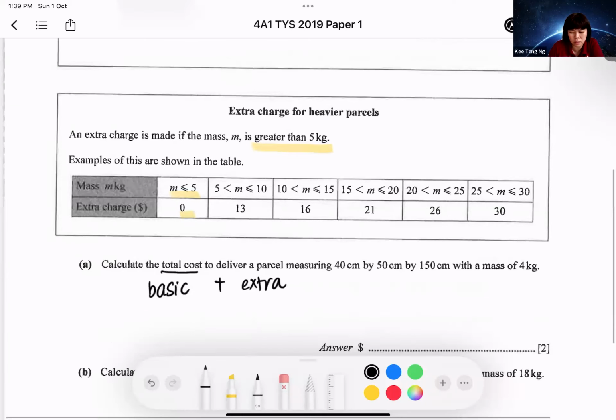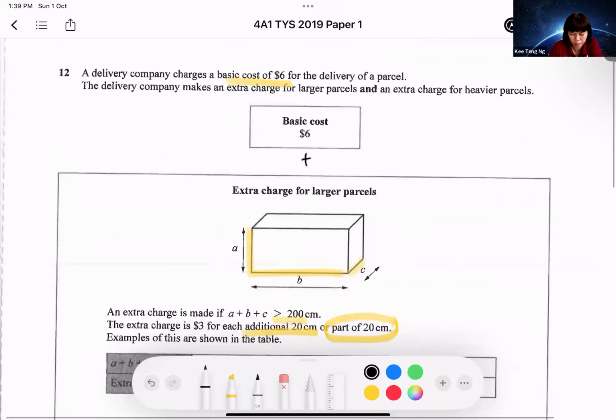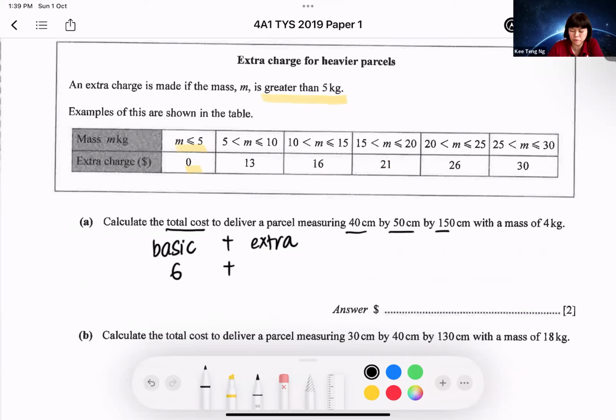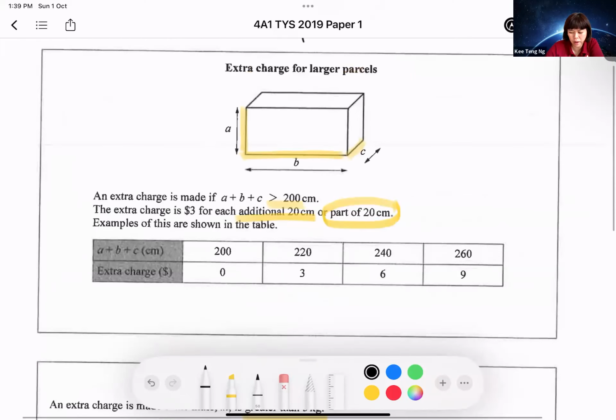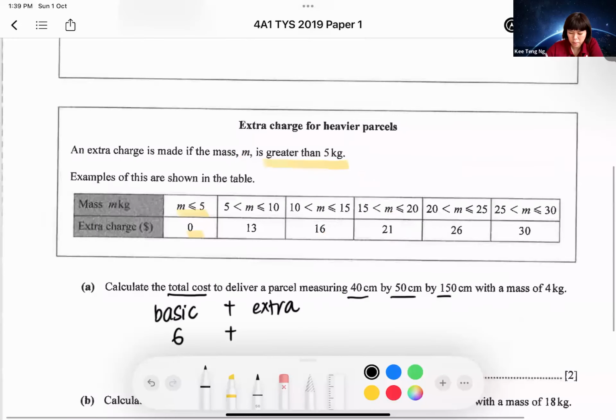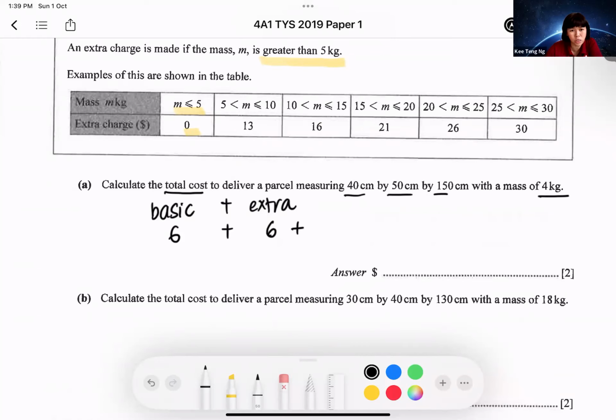So the basic cost is how much? $6, plus 40 cm by 50 by 150. A plus B plus C equals 240. Oh, greater than 200 cm. 240 is this one. The extra charge is $6. Plus, is it heavier? 4 kg. 4 kg is less than 5, so no extra charge. So $12 will be the cost.